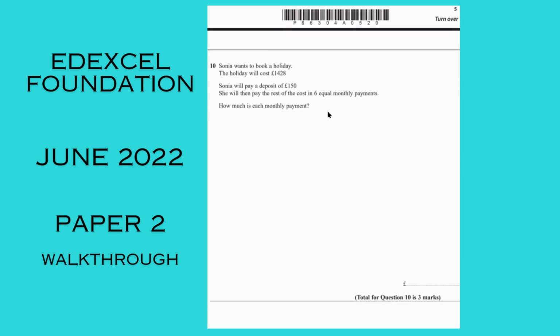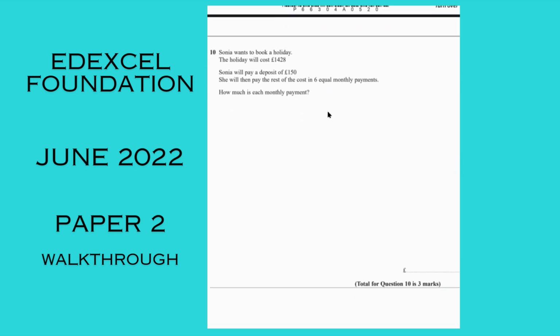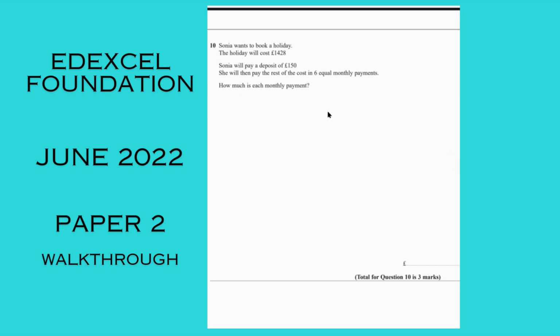Number 10, first taste of a wordy question. So, books a holiday for 1,428 and pays a deposit. So we subtract the deposit from the cost of the holiday. Means there's £1,278 left to pay. That needs dividing by 6, so each payment needs to be of £213.